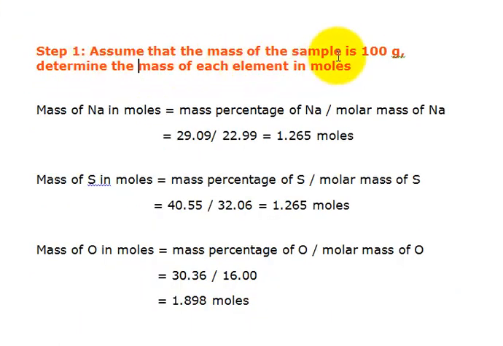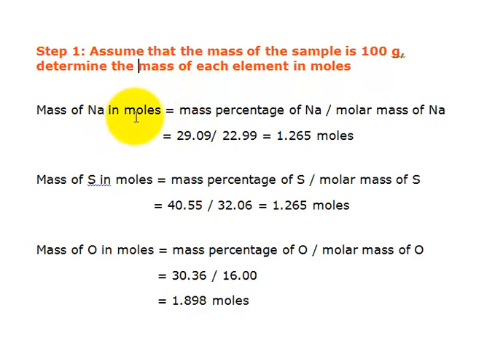Now step 1. Assume that the mass of the sample is 100 grams. Determine the mass of each element in moles. Now the formula to determine the mass of an element in moles is the mass percentage of the element divided by the molar mass of the element.